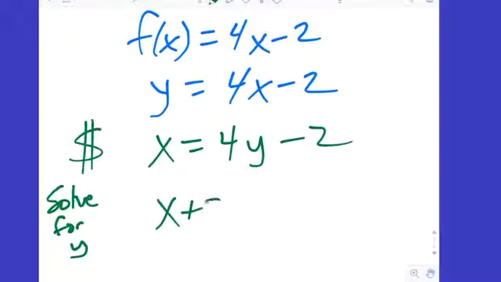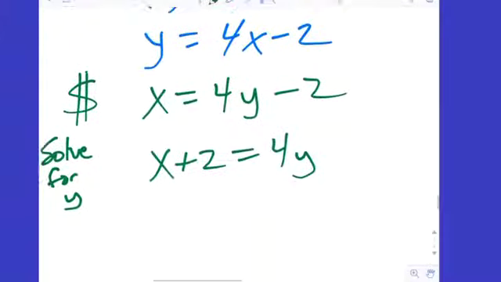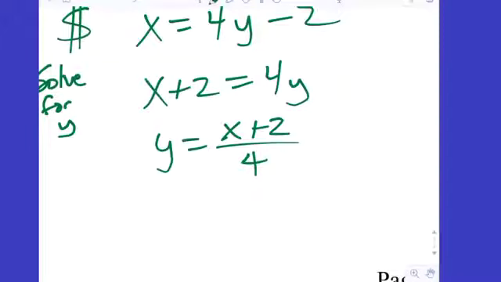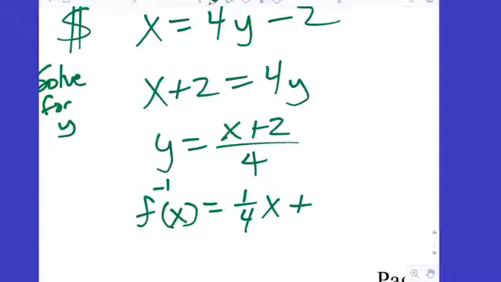So if you add 2 to both sides, you get that, and you divide everything through by 4, you get x plus 2 over 4. Now that we found the inverse, we're going to go ahead and rename it f inverse of x, and I'll go ahead and clean it up. I'll put both terms over 4. x over 4 plus 2 over 4. That's 1/4 x plus 2/4, which is a half.